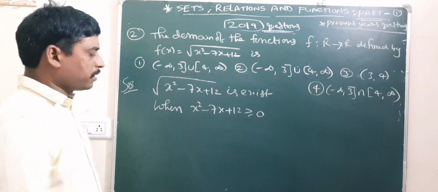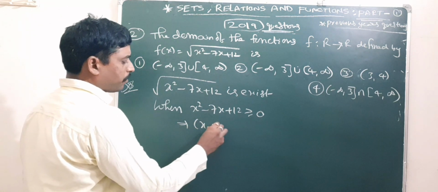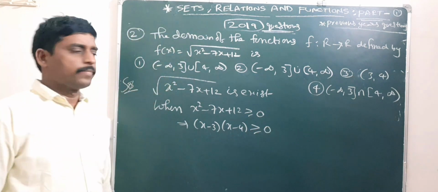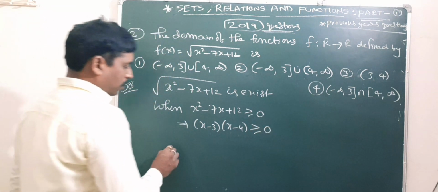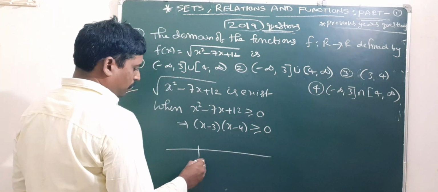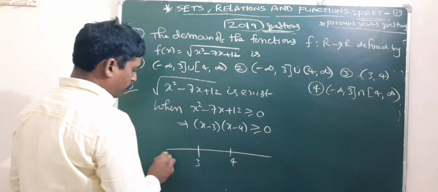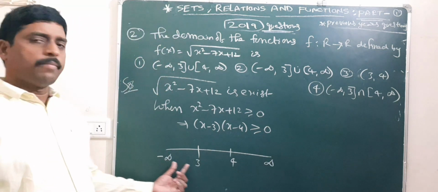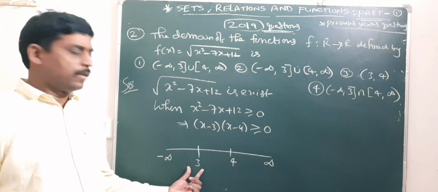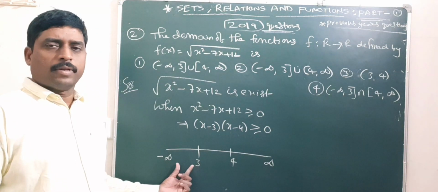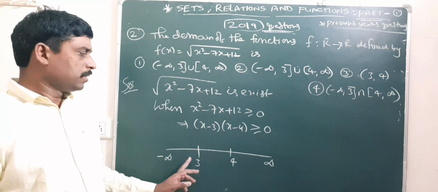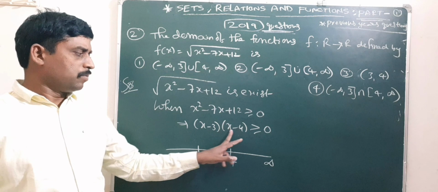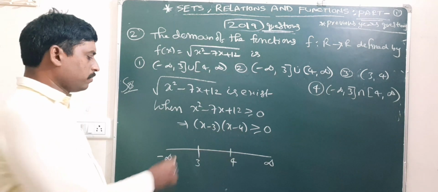We have factors x minus 3 into x minus 4. Okay, clear? So let us draw the number line with 3, 4, minus infinity, plus infinity. In between minus infinity to 3, let us take any number in this interval. So let us take 2. Substitute this 2 in this inequality. 2 minus 3 negative, 2 minus 4 negative. Negative into negative, positive.